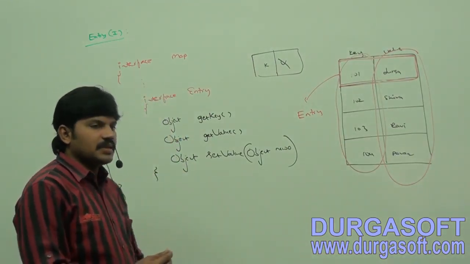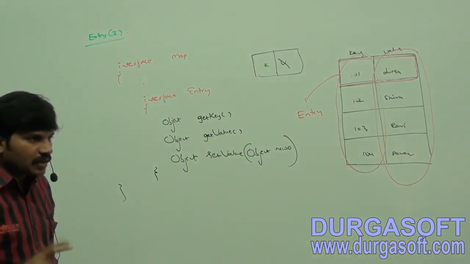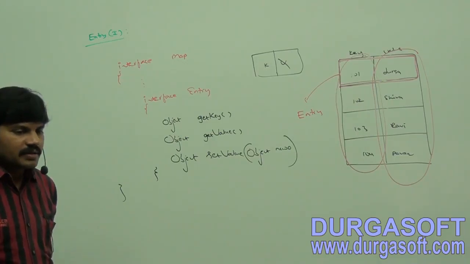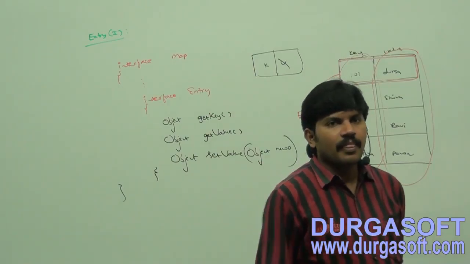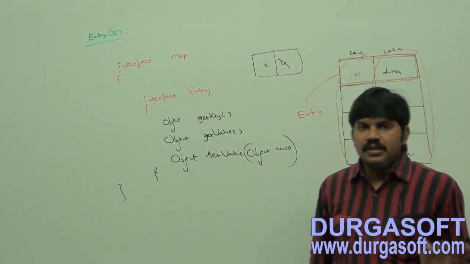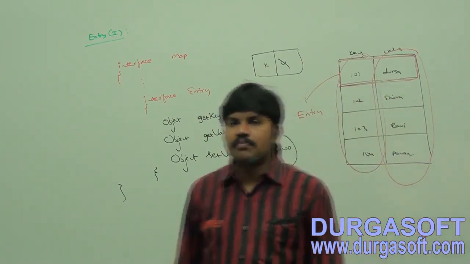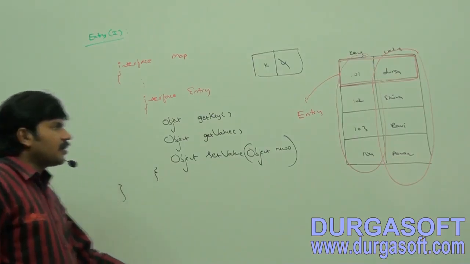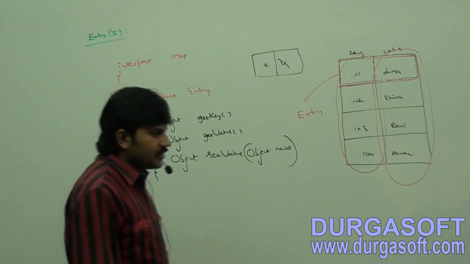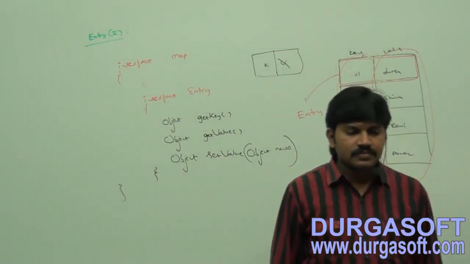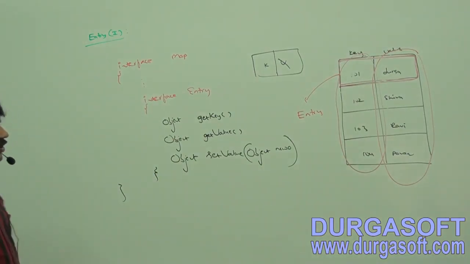Hence the entry interface is defined inside the map interface. That's all. Completed, right? So make sure this is what you people should be aware of.